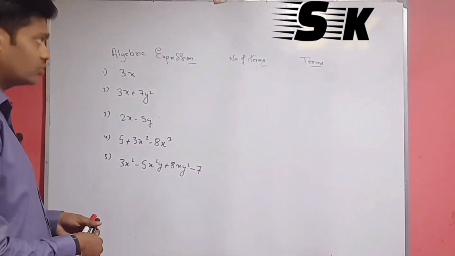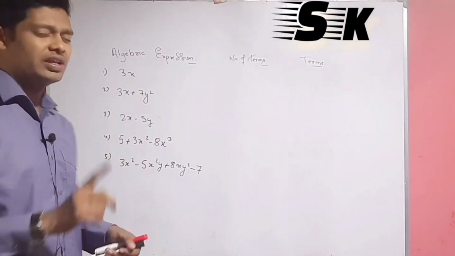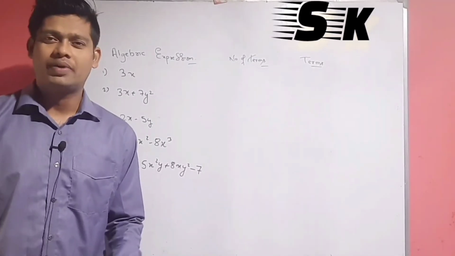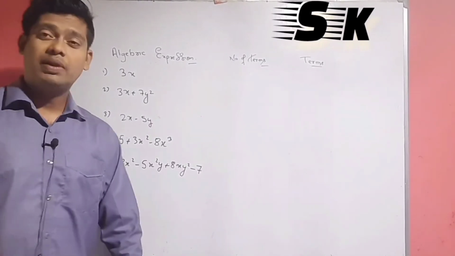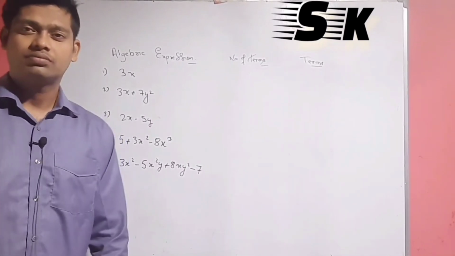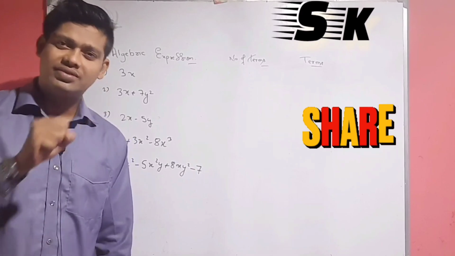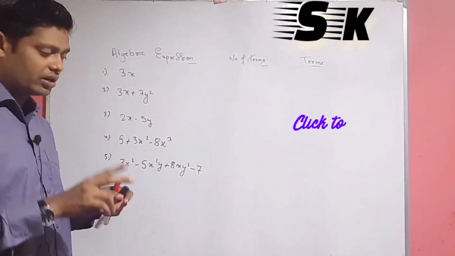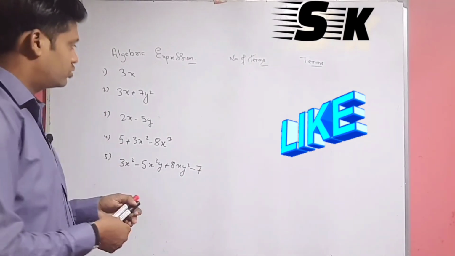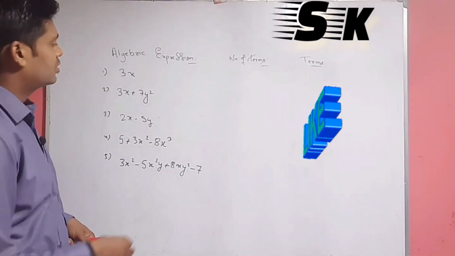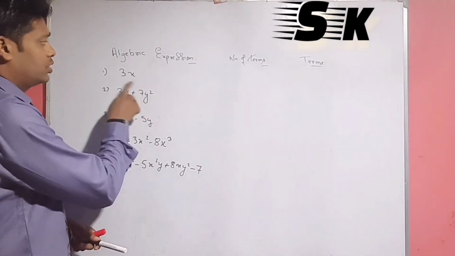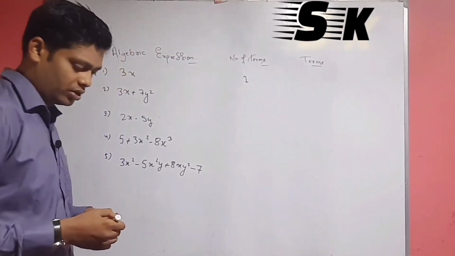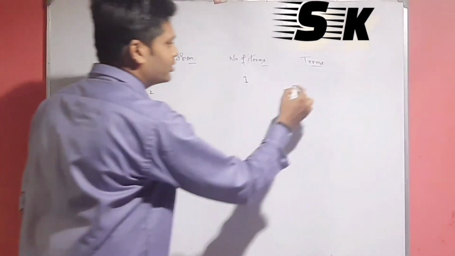What I told you: for the number of terms, remember, if a plus or minus is there, they are separate. If any multiply sign is there, they form a single term. If any multiply or divide is there, they are counted as a single one. Just see, between these two, what is there? The multiply sign. So you cannot count them individually, it's a single one. So any plus or minus sign between them would make separate terms, but here it is a complete one. So the number of terms is 1. What is the term? 3x.